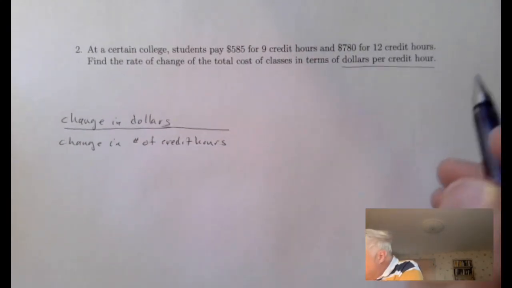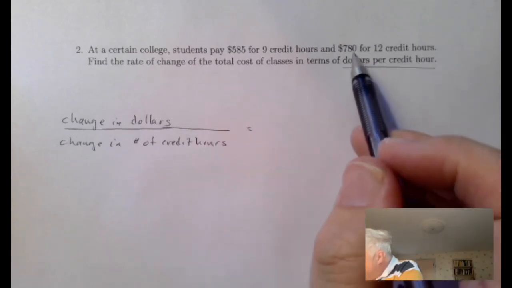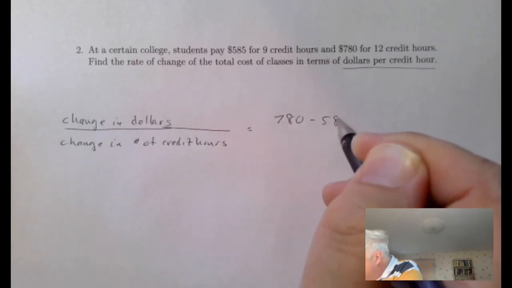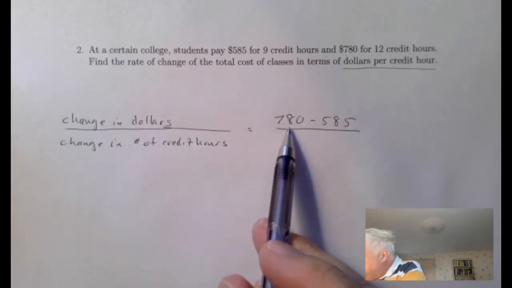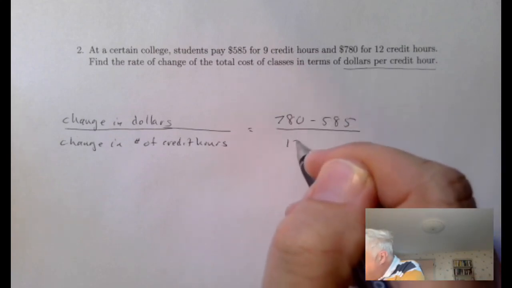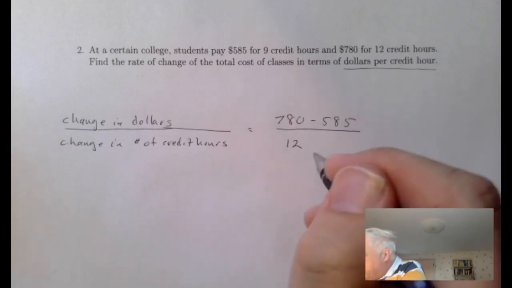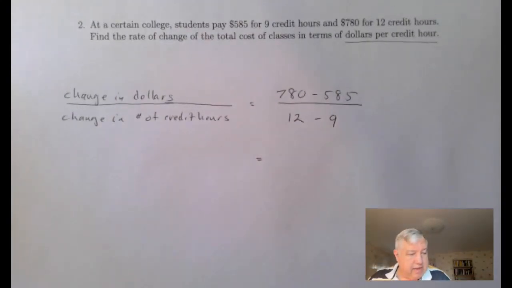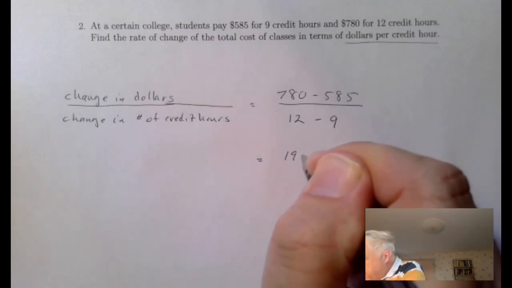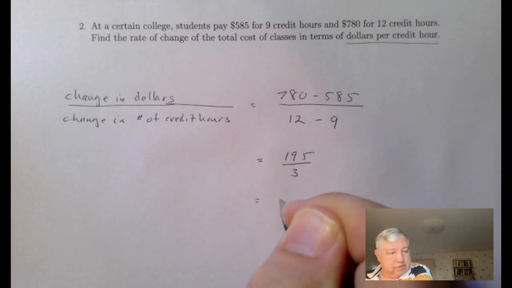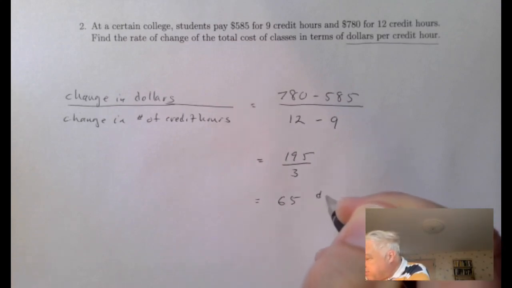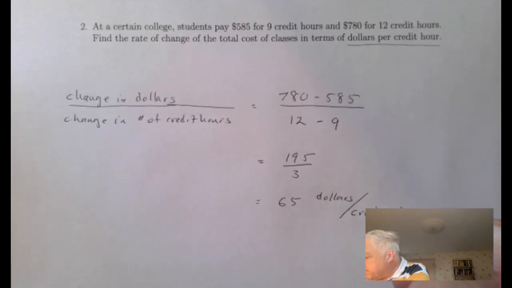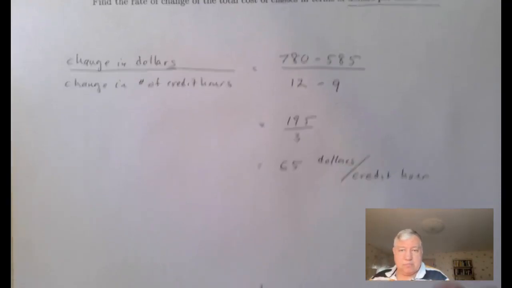Okay, so the change in dollars would be 780 minus 585, and the change in credit hours, 780 corresponds to 12 credit hours and 585 corresponds to 9 credit hours. So I'm going to compute that: that's 195 divided by 3, or $65 per credit hour.